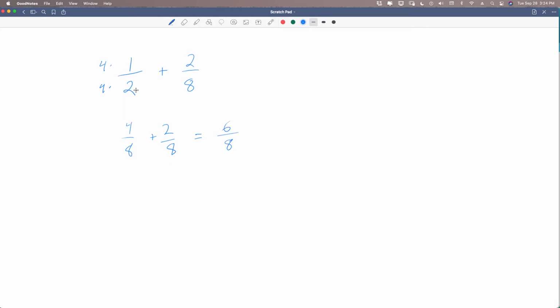Does the value of 1/2 change? No. 4 is half of 8. So this remains the value of half. It's just in a different format. A format that we can actually perform a calculation with this other fraction.